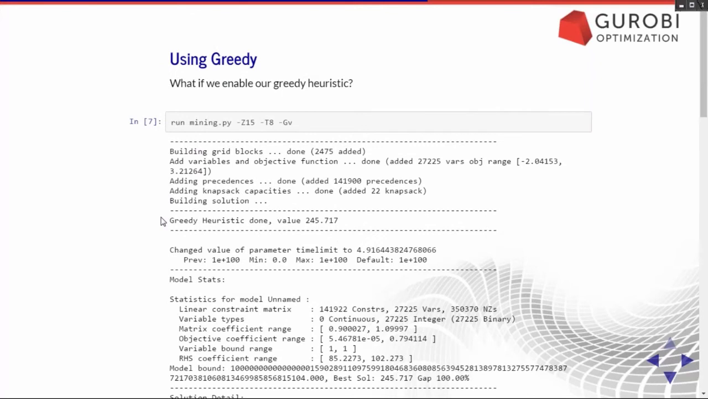What if I enable my greedy solution? The heuristic that we were talking about, essentially getting out whatever I can, whenever I can, the best one. First of all, the greedy solution gets a value right away of 245, way better than the 40 plus that we had before.